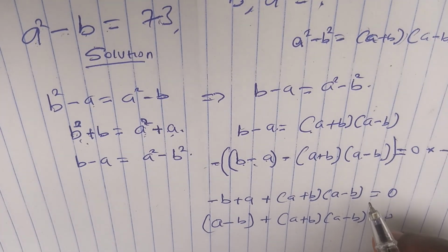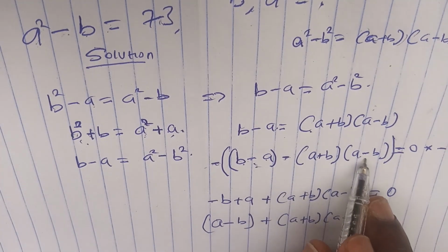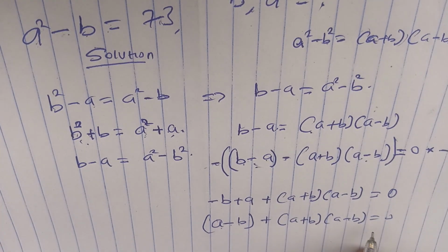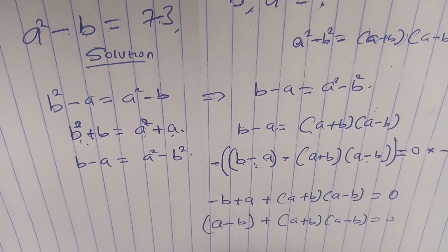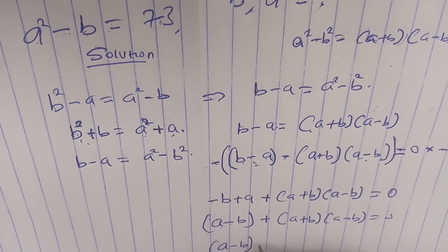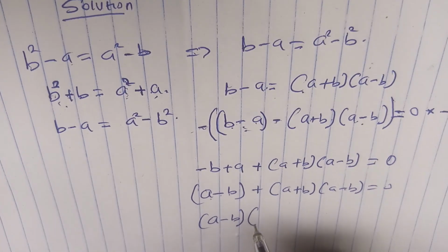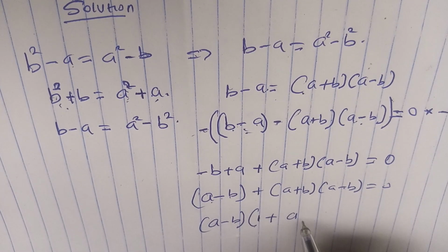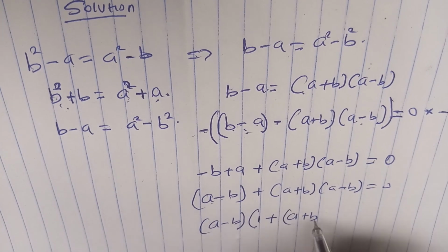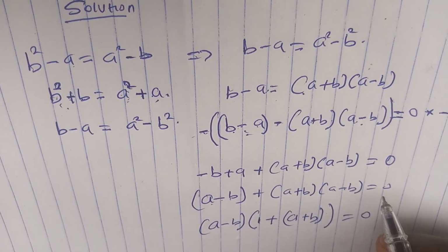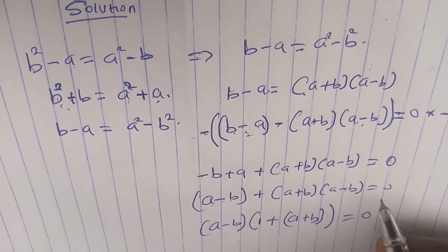Let's make this look alike with this. Now we have a − b and a − b, so we can simply factor. If we factor, we have (a − b) times (1 + a + b), all equal to 0.